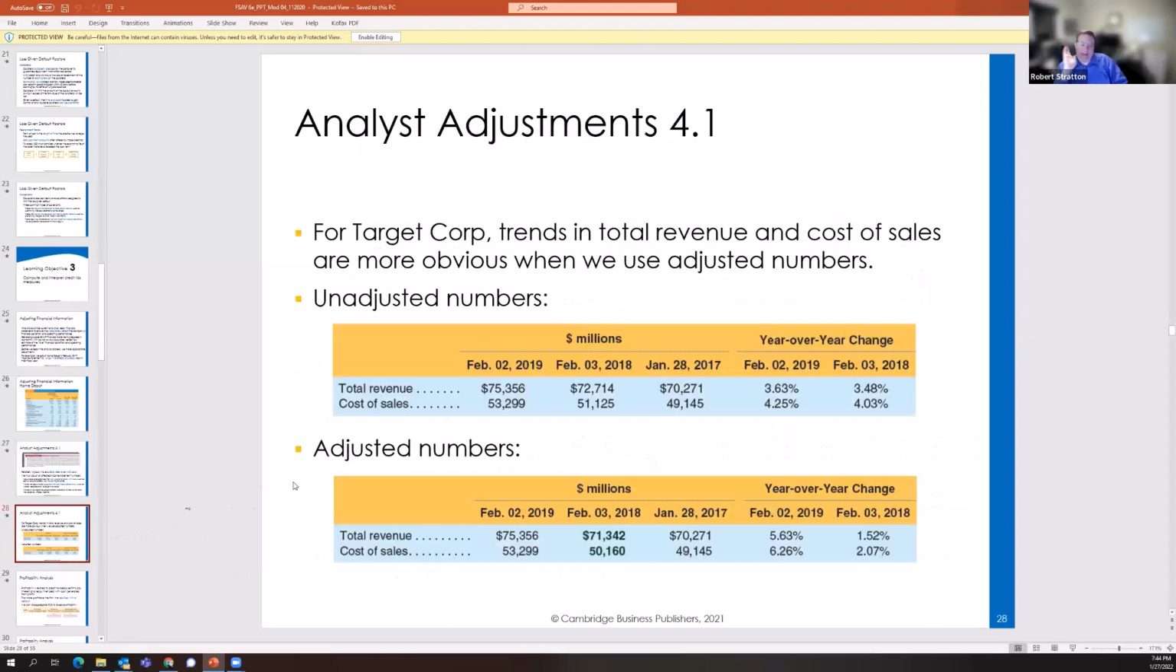All right, here's an example from Target of how the unadjusted numbers give you a false sense of what's happening. Adjusted numbers really change the scenario.